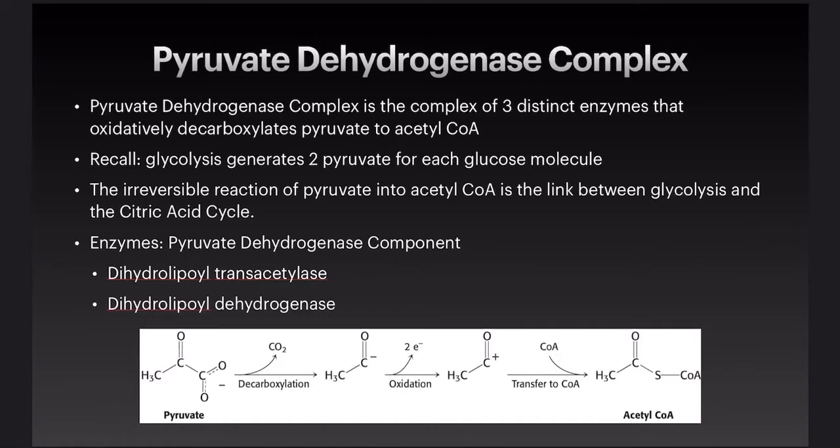Now we know that glycolysis generates 2 pyruvates for each glucose molecule, so this pyruvate dehydrogenase complex is the link between glycolysis and the citric acid cycle. The enzymes in this complex are the pyruvate dehydrogenase component, dihydrolipoyl transacetylase, and dihydrolipoyl dehydrogenase. And we can see this full reaction here. The reaction looks simple, but there's a lot going on in these 3 steps here to get this group over to CoA.